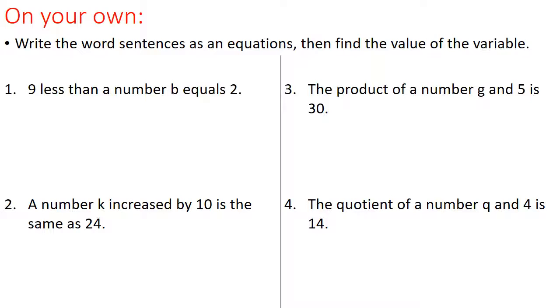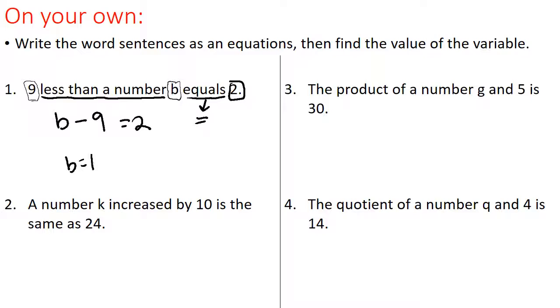For problem number 1, we see that 9 less than a number b is equal to 2. So since we're 9 less than a number, that actually means we're going to take that number and decrease it by 9. So 9 less than a number is going to tell us take b and minus 9 because we're 9 less than b. So b minus 9 is going to be equal to 2. That tells us where our equal sign is and what's on the other side. So b minus 9 is equal to 2. So what minus 9 is equal to 2? Well, we can say b should be equal to 11 because 11 minus 9 is equal to 2.